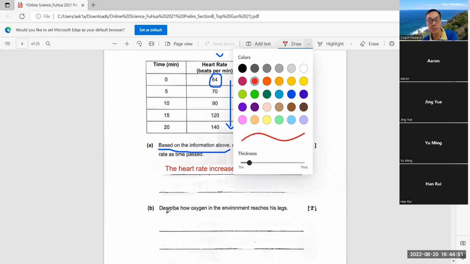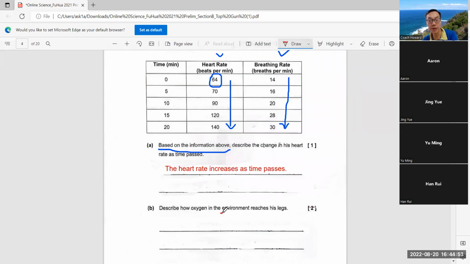Okay, next is a bit tricky, this one, because usually this question is commonly asked, and students got to take note. Describe how oxygen in the environment reaches his leg. So you must start from the environment. So when he breathes in, the oxygen enters his lungs, and then the oxygen is absorbed into the blood, and then travels to the heart. Okay, the heart is usually the part where students leave out, so they will lose half a mark. So you must mention the oxygen from the environment enters his lungs through breathing.